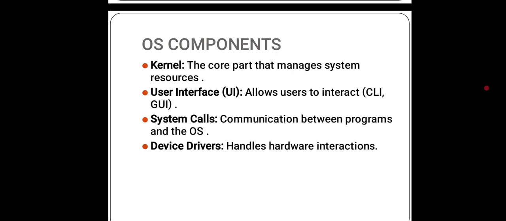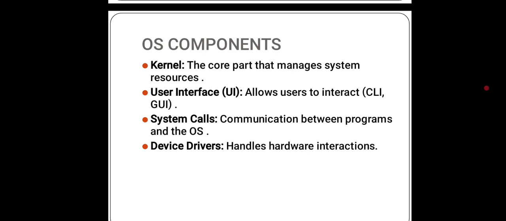Next, user interface. It allows users to interact with the OS. There are 2 types: command line interface and graphical user interface. First, command line interface, for example, Linux terminal. In graphical user interface, for example, Windows and Mac OS.